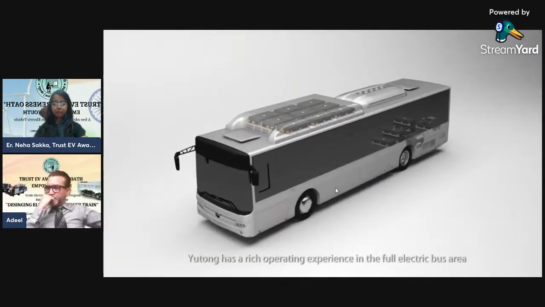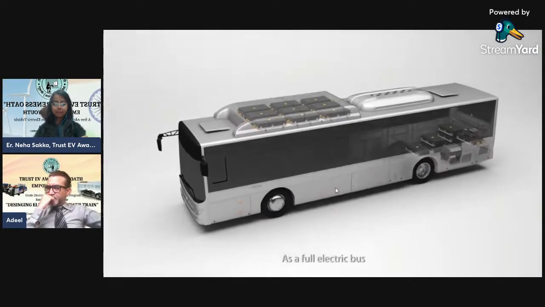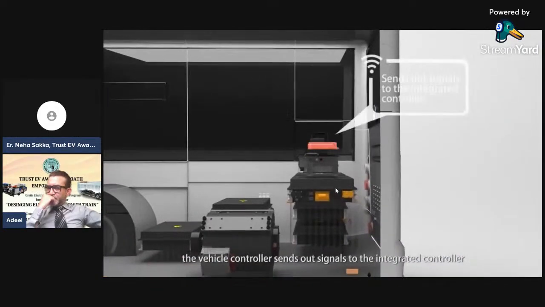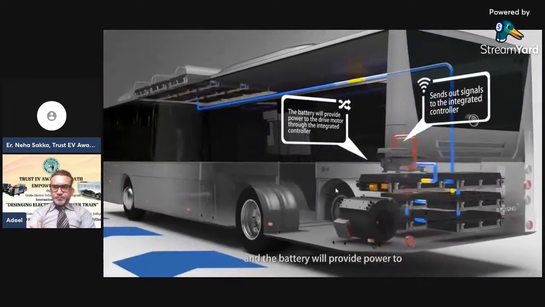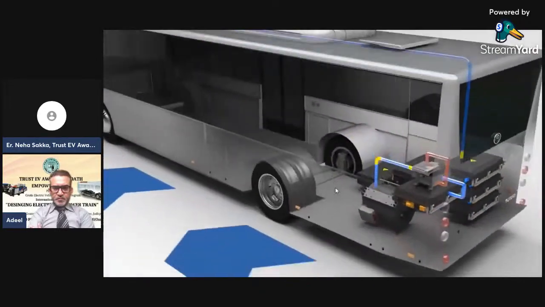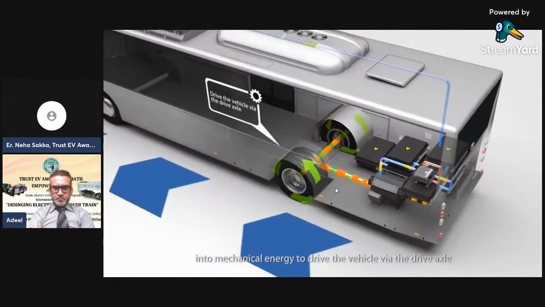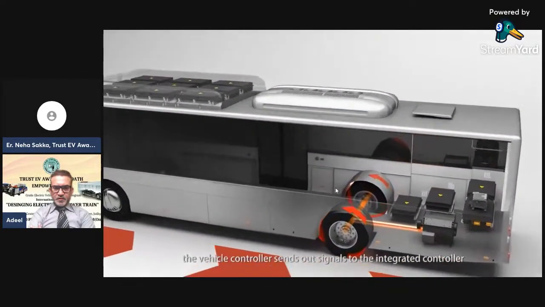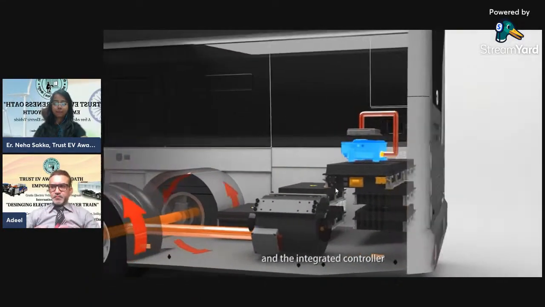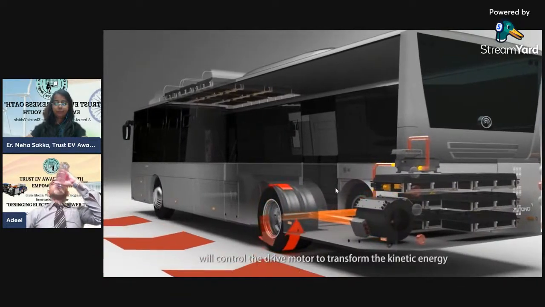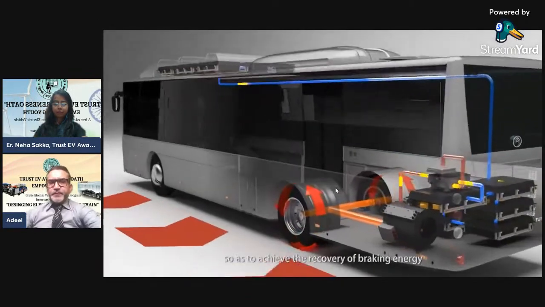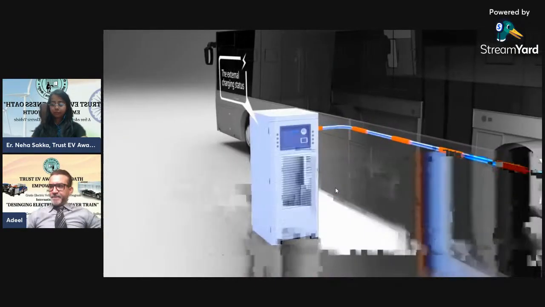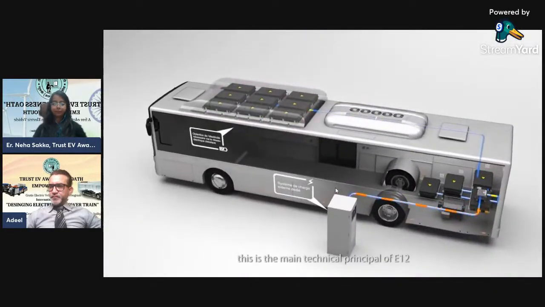Newton has a rich operating experience in the full electric bus area. As a full electric bus, what is the main technical principle of E12? In the drive phase, the vehicle controller sends out signals to the integrated controller. The battery will provide power to the drive motor through the integrated controller. Then the drive motor will transform the electric energy into mechanical energy to drive the vehicle via the drive axle. While taxiing and braking, the vehicle controller sends out signals to the integrated controller, and the integrated controller will control the drive motor to transform the kinetic energy into electricity to charge the battery so as to achieve the recovery of braking energy. Under the external charging status, the battery can be charged through the charging device, which gets electricity from the power grid. This is the main principle of E12.